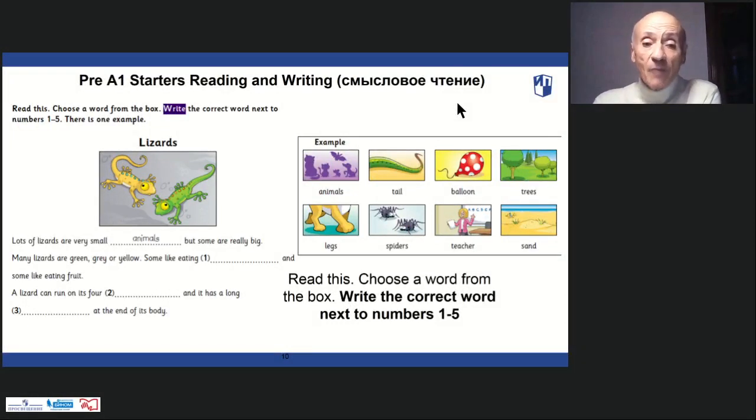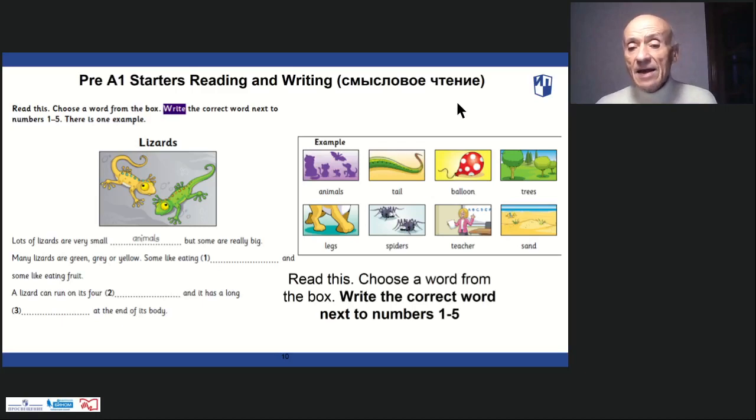Choose a word from the box. Write the correct word next to numbers 1 to 5. There is one example. As for example, they see here a picture of lizards. Lots of lizards are very small, and they choose the word from the box, animals. But some are really big. Many lizards are green, gray, or yellow. Some like eating. What do they like eating?